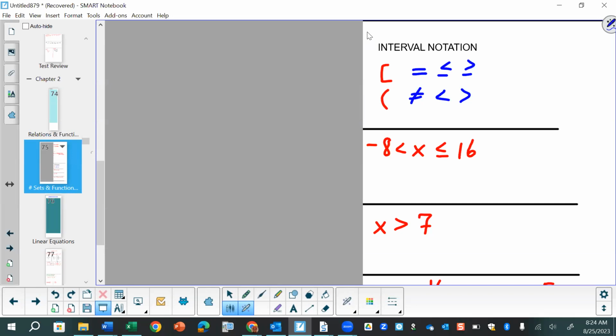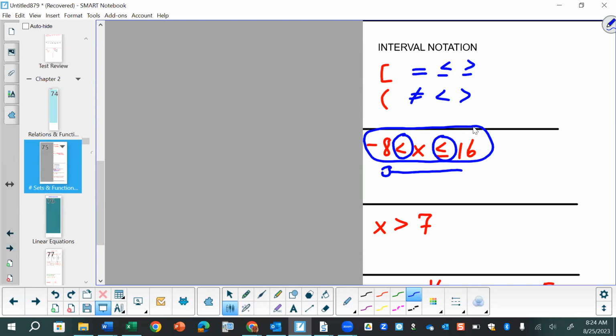Before we get to that one, you don't have to write these down, but how do you write this in interval notation? It definitely goes from where? If you had to make a picture, what kind of dot would you have at -8? Open or closed? Okay, so this is open at -8, and then what kind at 16? Closed. Okay, so here's the picture, and now you're going to write it in interval notation.